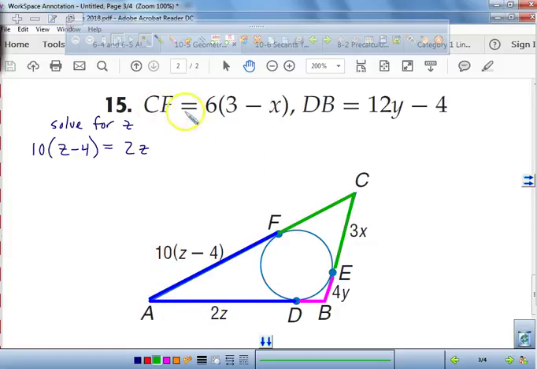Now it tells us the distance from C to F is 6 times 3 minus X. What you need to understand is the distance from C to F is equal to the distance from C to E. So we're going to set these expressions equal to each other. And last but not least, it tells us the distance from D to B is 12y minus 4. And D to B equals E to B. So I'm going to write 12y minus 4 equals 4 times y.